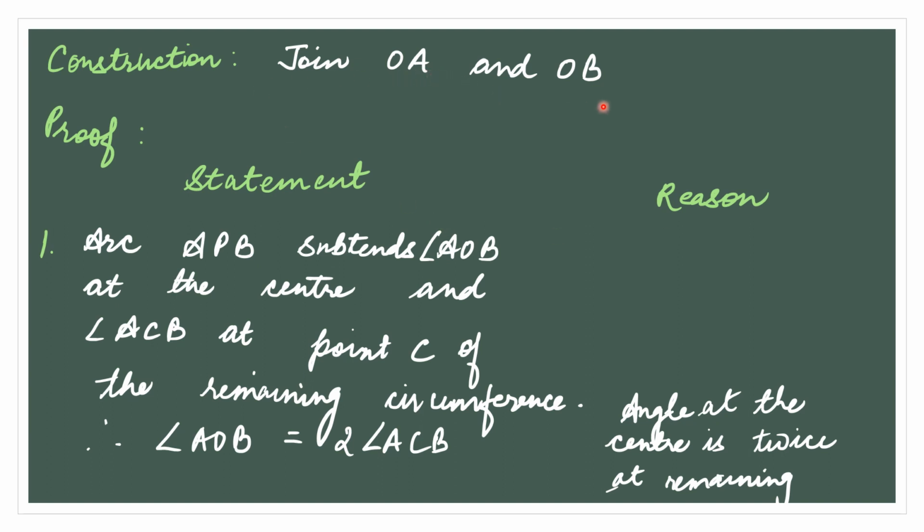Construction: join OA and OB. We have joined OA and OB. Arc APB subtends angle AOB at the center and angle ACB at the point C of the remaining circumference. Because the same arc APB is subtending angle ACB at the circumference and angle AOB at the center, angle AOB is equal to 2 times angle ACB. The angle at the center is twice the angle at the remaining circumference. That is the reason.